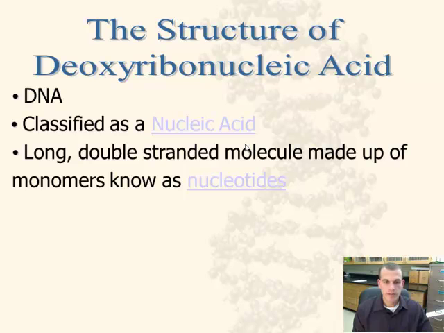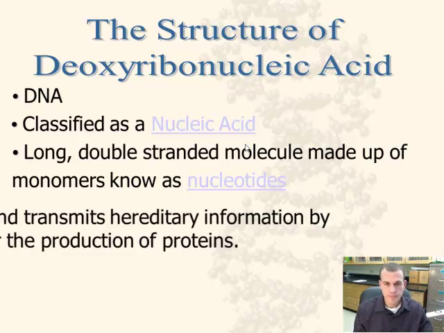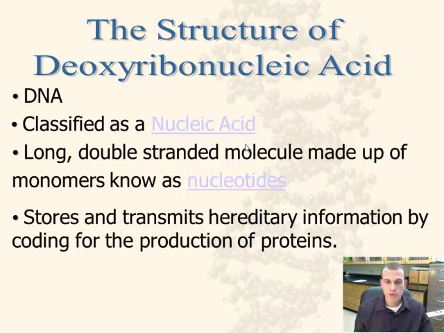The molecule is made up of monomers known as nucleotides. You put a bunch of monomers together, you create what we call a polymer. In the case of the nucleic acids, we're talking about putting a bunch of nucleotides together that would create a polynucleotide chain, which basically is our DNA structure. And your DNA stores and transmits the hereditary information by coding for the production of proteins.